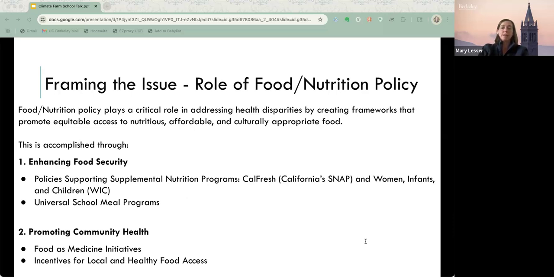Right? The second way that food and nutrition policy can play a role is through promoting community health. Again, I will be diving a little bit deeper into this, but some of that can be in the form of food as medicine initiatives. And when I say food as medicine, this is also a big hot topic word that comes up quite a bit. You're hearing it a lot more on the national level. California has been pursuing and working on integrating more food as medicine initiatives for quite some time now.